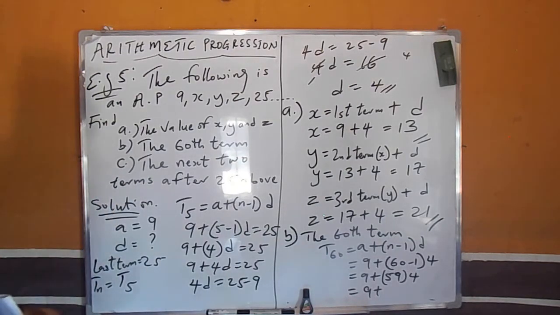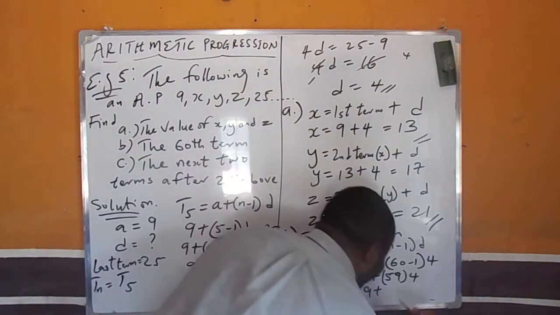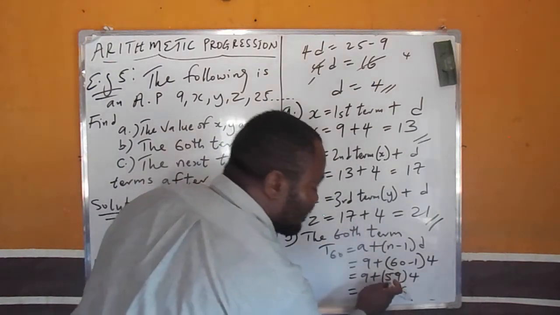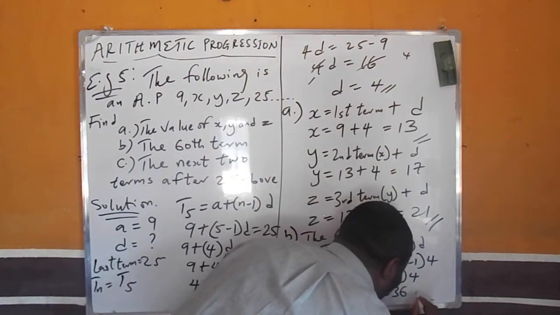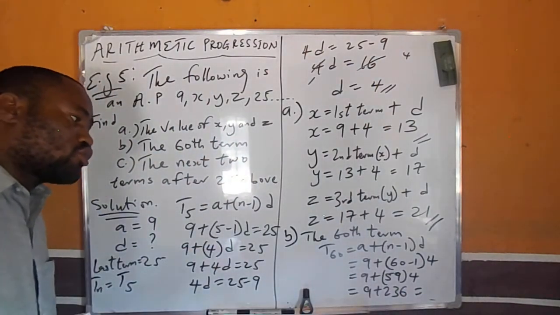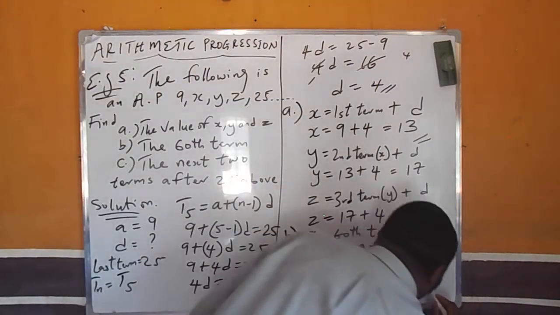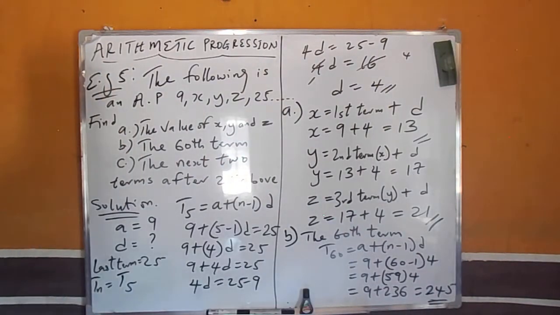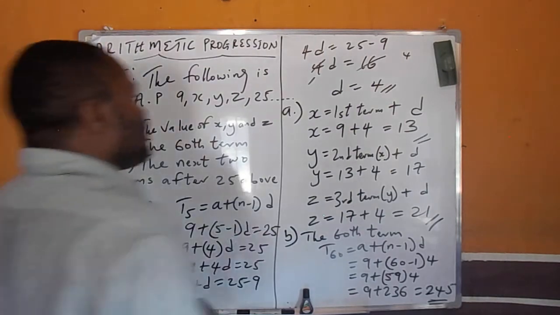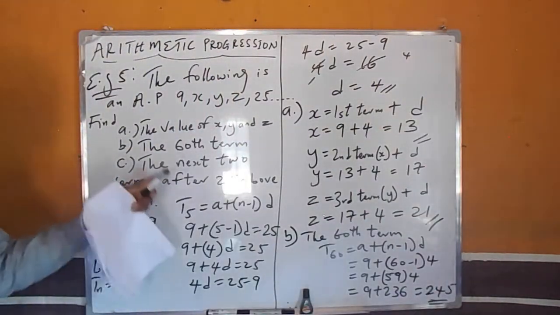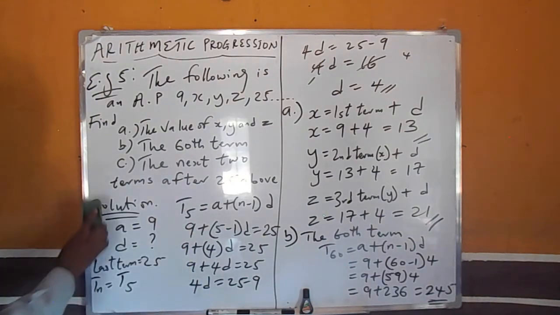times 4. 4 times 9, 36, write down 6, carry 3. 4 times 5, 20 plus 3, 23, so the final answer equals 9 plus 236. That will give us 245. That is our final answer for B. Now we move to C. C now says what? The next two terms after 25.